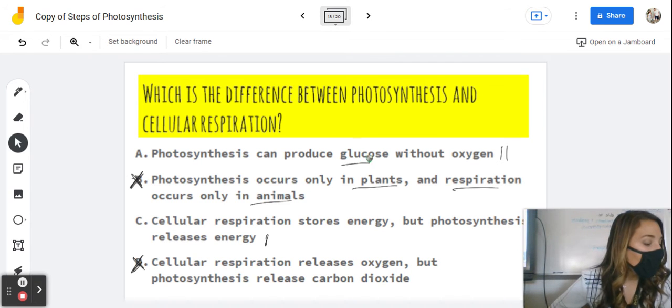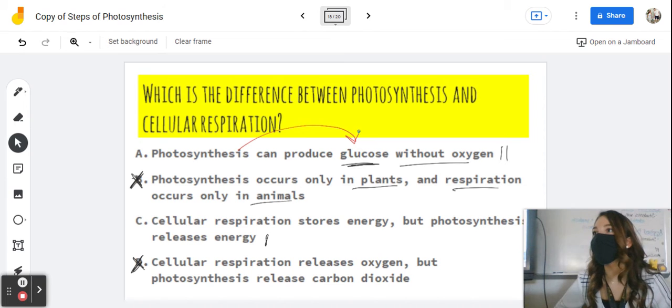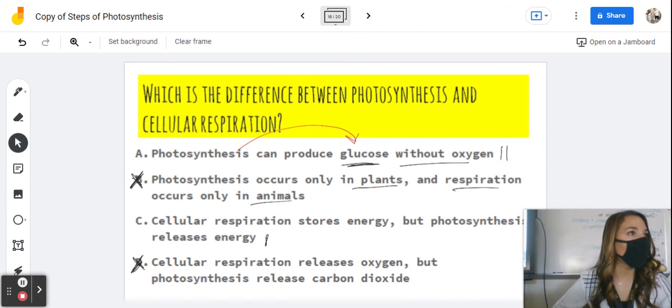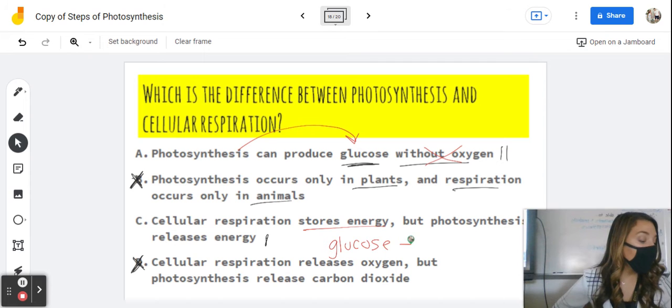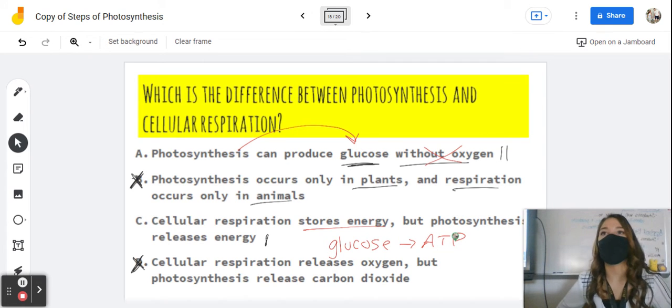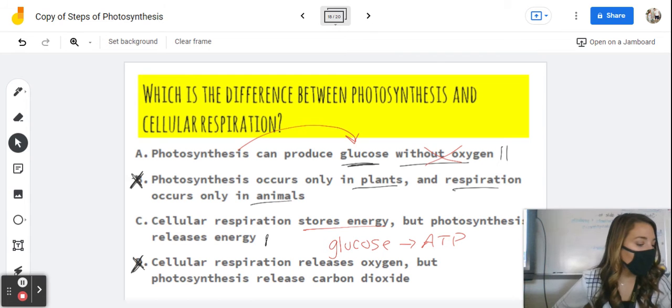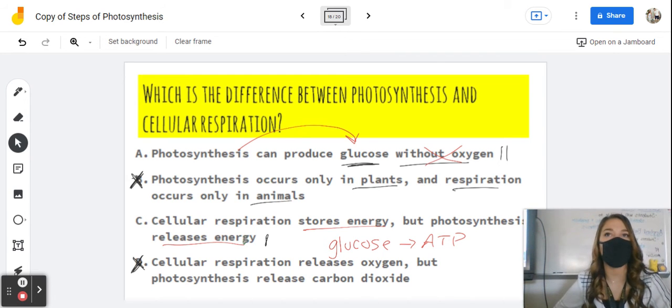Photosynthesis can produce glucose without oxygen. Does photosynthesis make sugar? Does it? Yes, it does. Do you need oxygen to do that? You don't need oxygen. C says cellular respiration stores energy. But in cellular respiration, you're converting the energy that's in glucose. We're releasing that and storing it in ATP molecules. And in photosynthesis, we're converting energy from the sun and storing it in glucose. So C doesn't work. A is the answer.